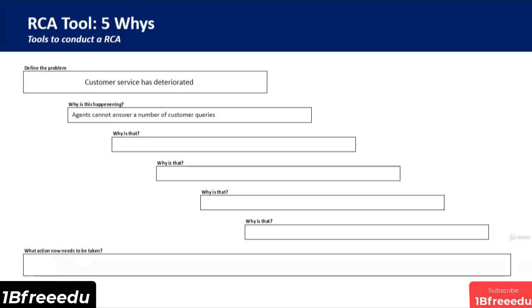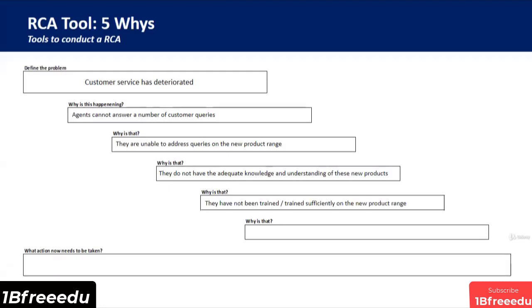Agents cannot answer a number of customer queries. Why is that? They are unable to address queries on the new product range. So why is that? They do not have the adequate knowledge and understanding of these new products. Why is that? They have not been trained or trained sufficiently on the new product range. Why is that? No official or structured training was given on the new product range.